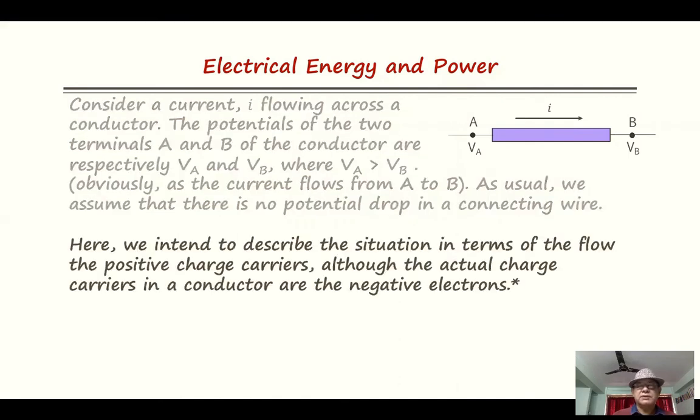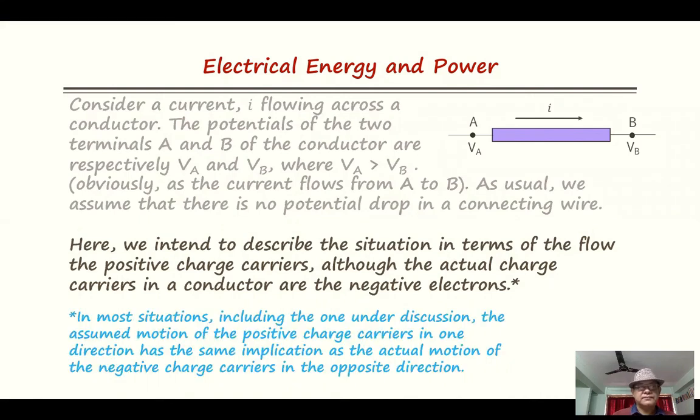Here, we intend to describe the situation in terms of the flow of the positive charge carriers, although the actual charge carriers in a conductor are the negative electrons. Regarding the asterisks, in most situations, including the one under discussion, the assumed motion of the positive charge carriers in one direction has the same implication as the actual motion of the negative charge carriers in the opposite direction.